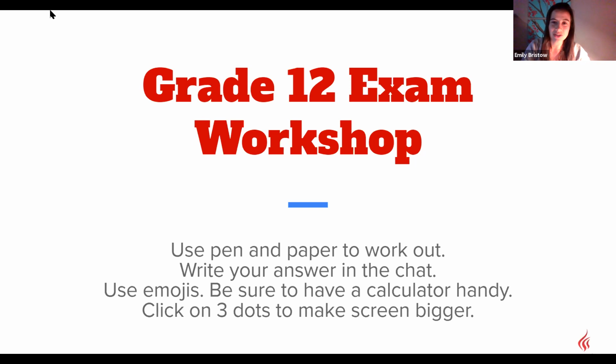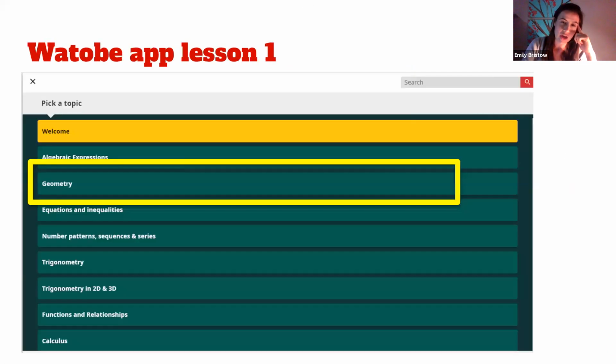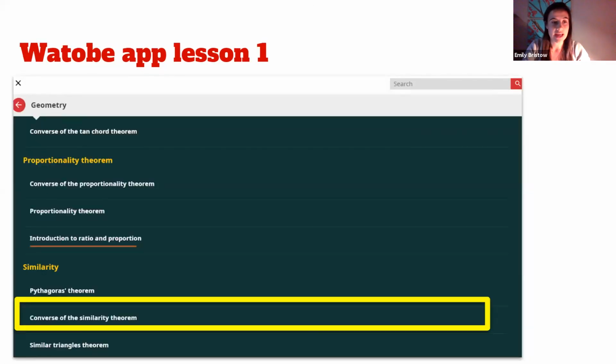Okay, right. So just a quick look. We're on lesson 4. We've finished triangles. Homework for today is on the app. It's under geometry, so Pictomic geometry, and then under similarity, it's converse of the similarity theorem. Is that okay? Everybody got that? I don't know if you want to jot that down. You can also just search it in the bar at the top.